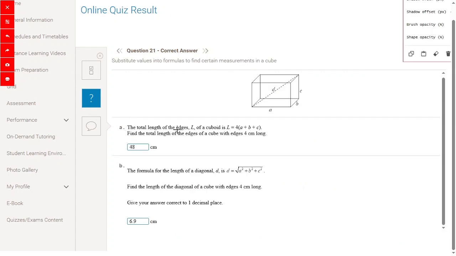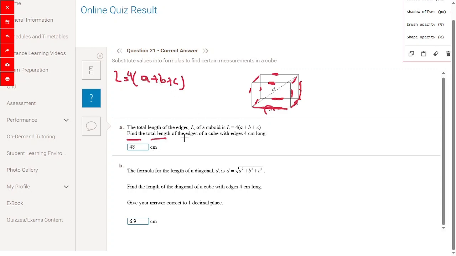Now the total length of the edges L of a cuboid is L equal to 4 multiply A plus B plus C. Okay, A, this is the edge, B is the edge, C is the edge. How many edges for A? It's 1, 2, 3, 4. And for B, it's 1, 2, 3, 4. And for C, 1, 2, 3, 4. So that means 4 times A plus B plus C.